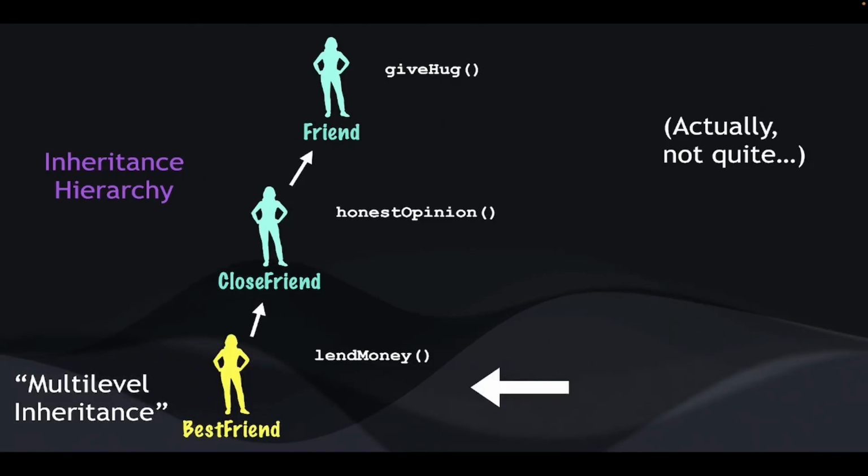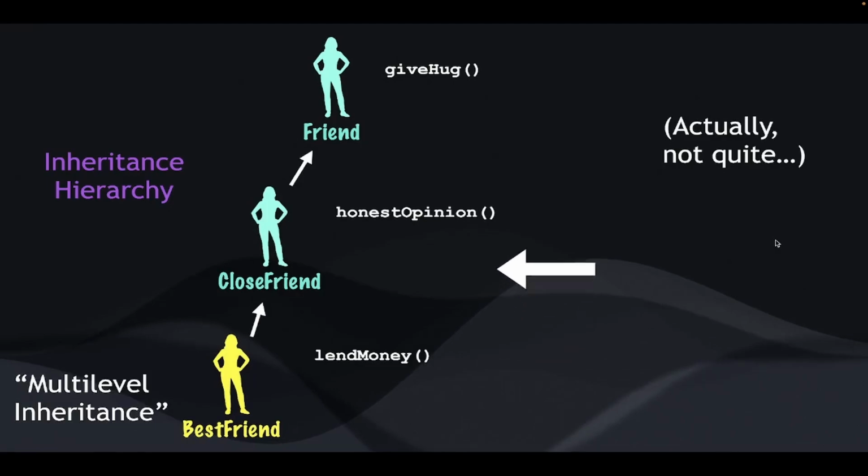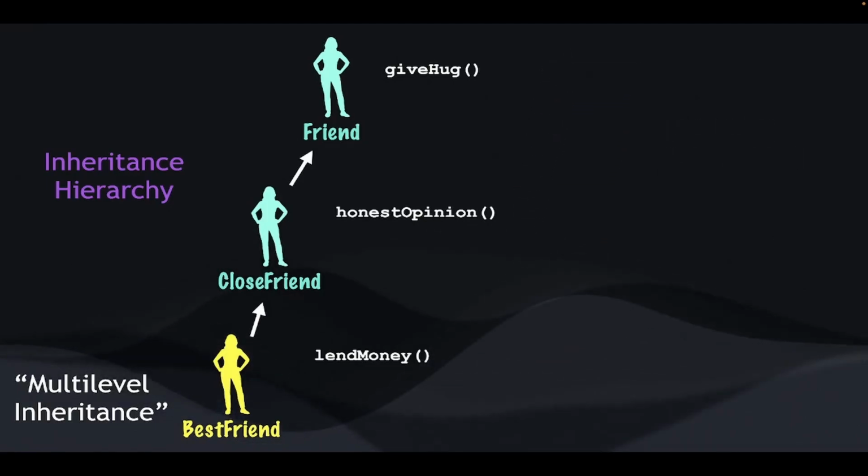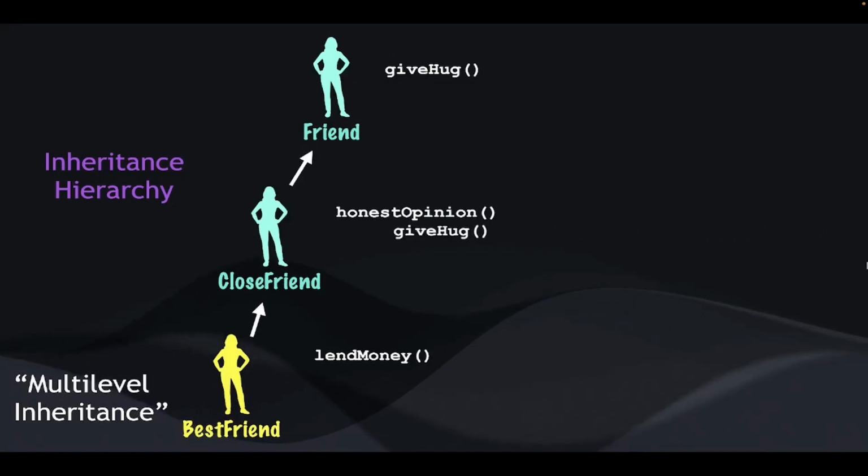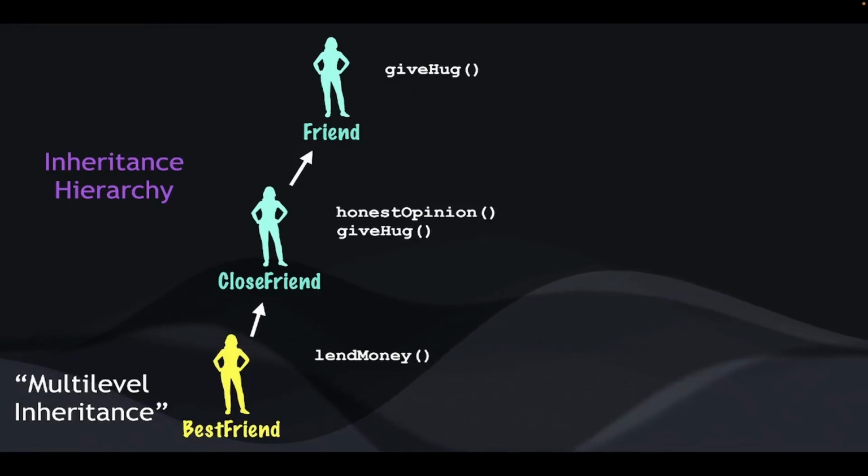A method call is going to start out in the subclass, and it's going to work its way up through superclasses until it finds an implementation it's looking for. Now, what happens if we have a situation where a subclass inherits a behavior, but it does that behavior in a little bit of a different way? So, for example, a close friend inherits the ability to give a hug, but a close friend hugs in a different way than a friend does, right?